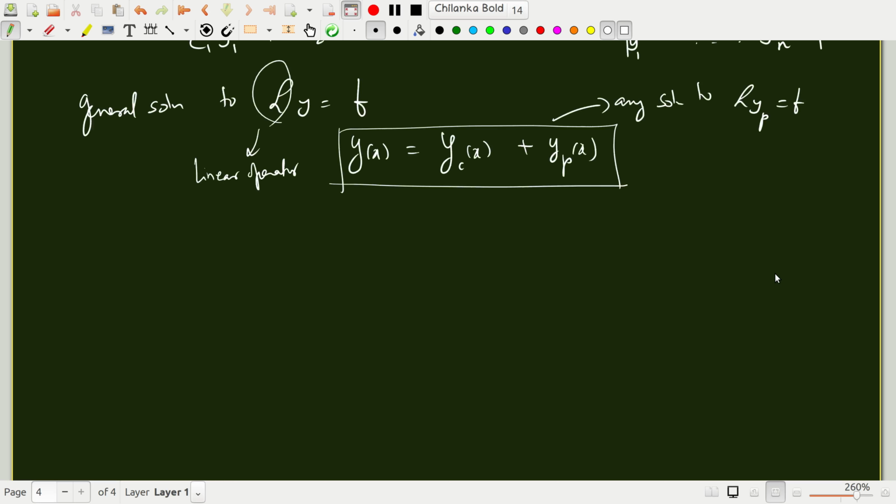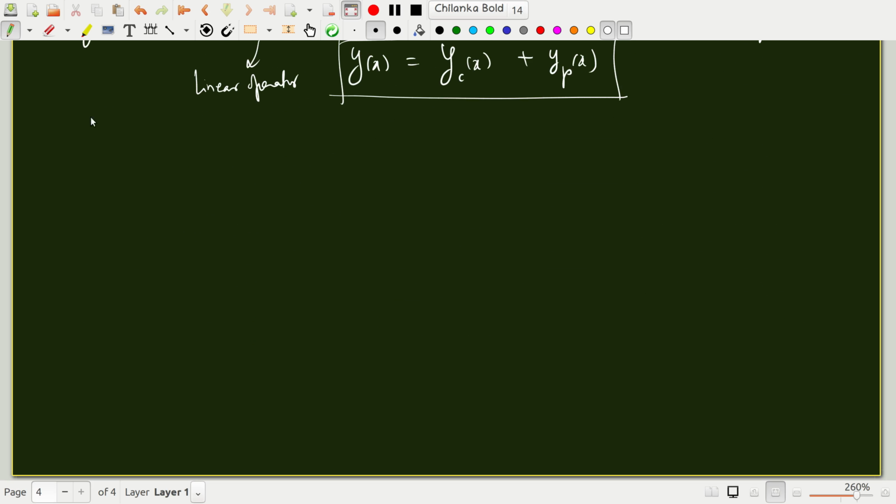Now if a_n to a_0 are constant coefficients, that is, they are not functions of x themselves, then you can get solutions that are relatively simple. And if f(x) is 0, then you have what is called the homogeneous problem.